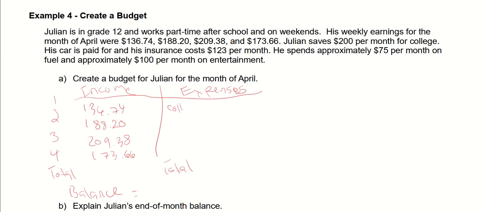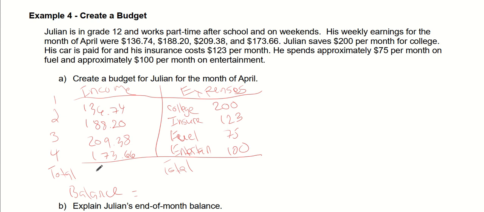Okay, now let's look at the expenses. For college, that's about $200. And his insurance, that's $123. And his fuel is $75. And his entertainment is about $100. Now let's calculate the total. In total, this should be about $707.98. And here it should be $400. Oops, this should be in dollars. They all should be in dollars.